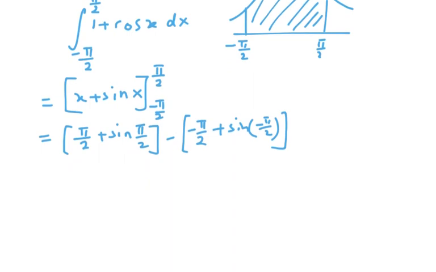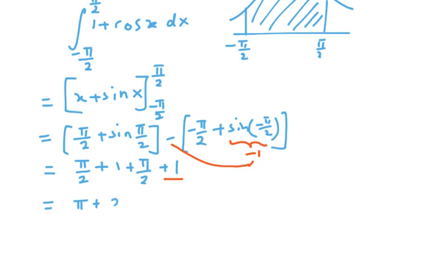Continue with this, getting the value from the calculator, pi over 2 plus 1 minus negative pi over 2, so it becomes positive, so plus 1, because this particular part is giving you negative, hence negative multiplied by negative 1 will give you positive. Alright, proceed with this, you'll be getting pi plus 2. Hence, this is the area under the curve which is bounded to the x-axis.